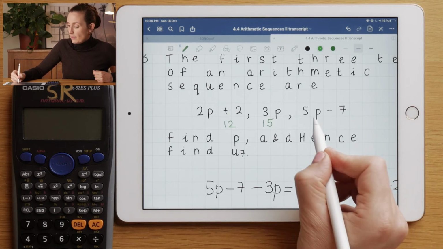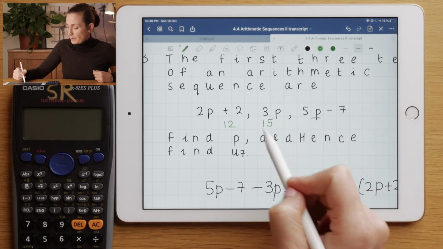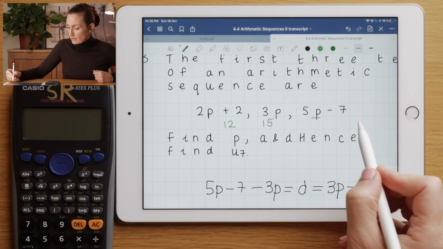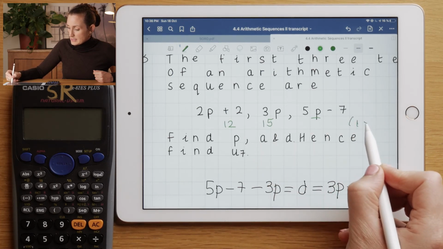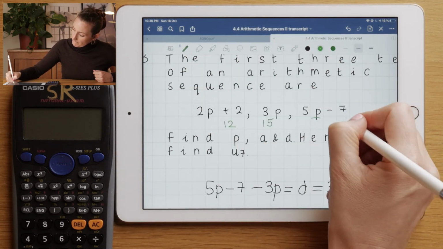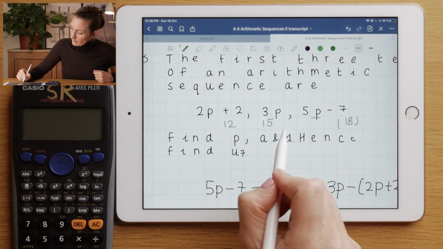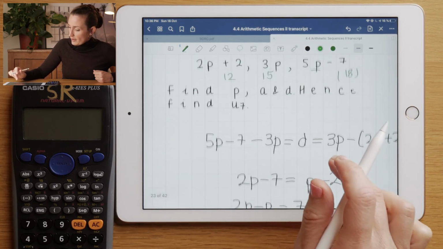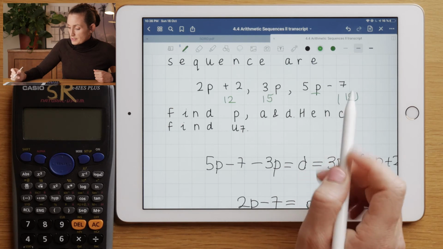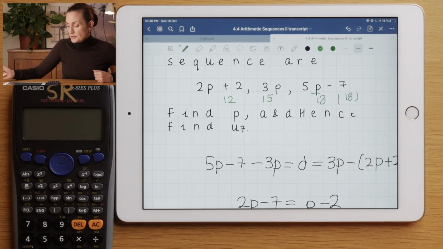I can check that by substituting in p here. Now if I've got everything right and it is add 3, this expression should be 18. Now 5 times 5 is 25. 25 take away 7 would in fact be 18. So we can see that d is plus 3.